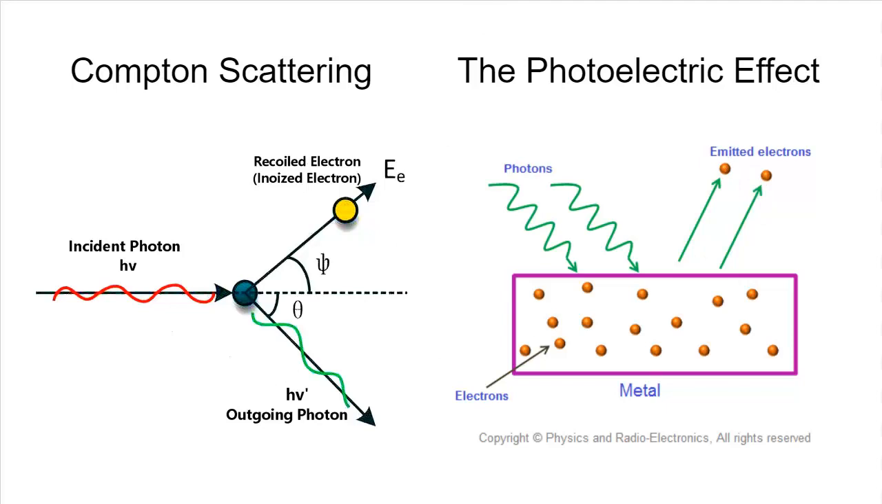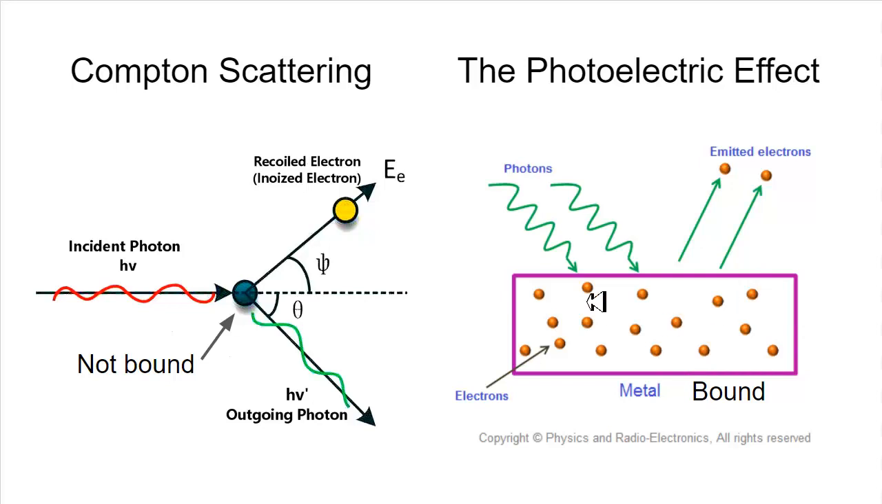So what is the difference between this and this? As I said earlier, the photoelectric effect is almost exactly the same as Compton scattering. The only difference is the electrons in the Compton scattering experiments are not bound to any material, and the electrons in the photoelectric effect are bound into a material.